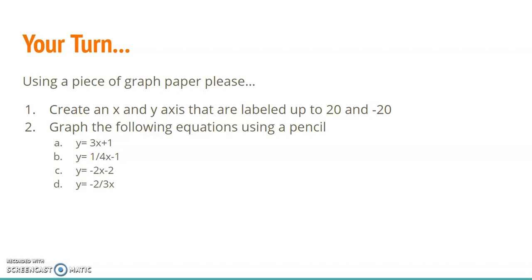But please make sure you label which equation is which. So the first equation you're going to graph is y equals 3x plus 1. Then you're going to graph y equals 1/4 x minus 1. Then y equals negative 2x minus 2. And lastly, you're going to graph y equals negative 2/3 x.